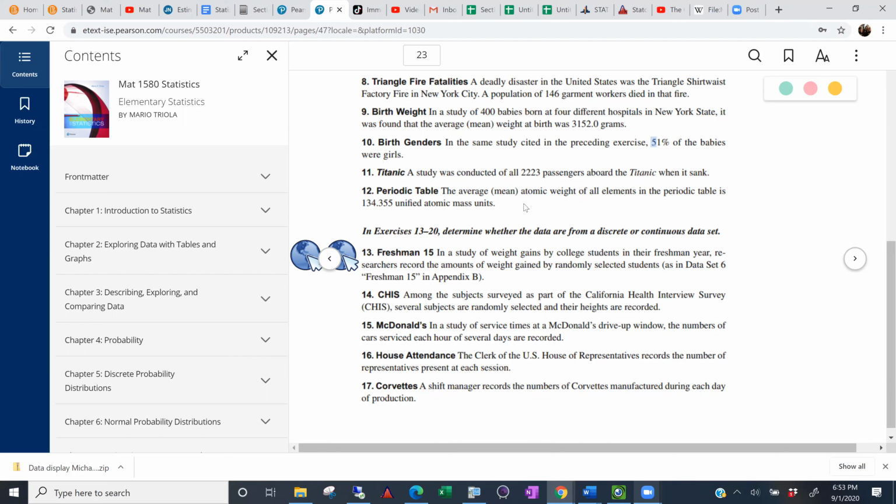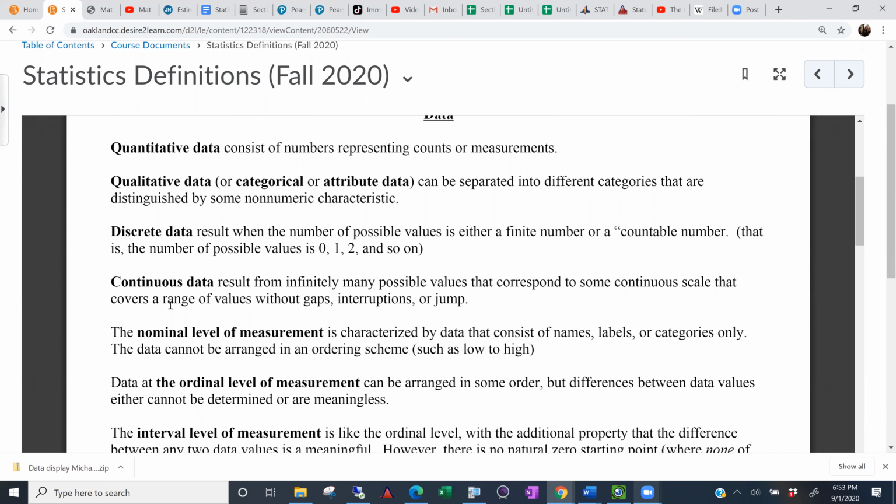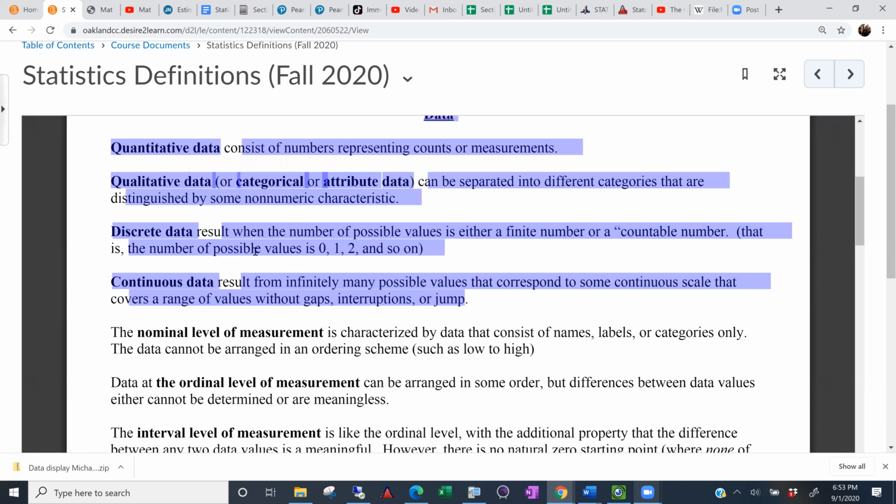Okay, let's move on and dig a little deeper into types of data. There's going to be a couple different categorizations of types of data, so let's go back to our handout. One thing we're going to look at is discrete data versus continuous data. The big difference is discrete data can only take on a finite number of values, whereas continuous data can be anything within an interval. So you've got discrete and continuous.